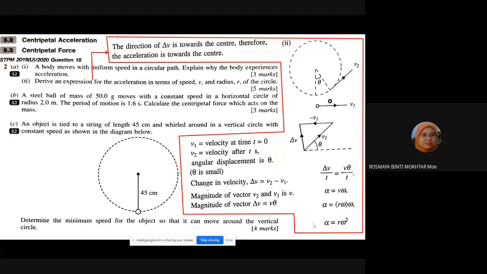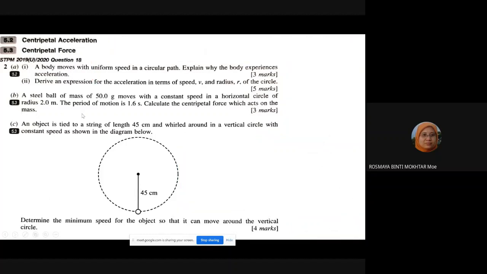Okay, we go to 2B. A steel ball of mass 50 gram moves with a constant speed in a horizontal circle of radius 2 meter. The period of motion is 1.6 second. Calculate the centripetal force which acts on the mass.